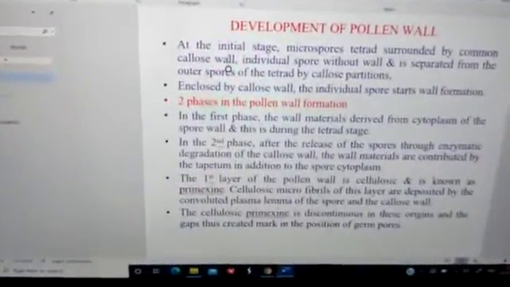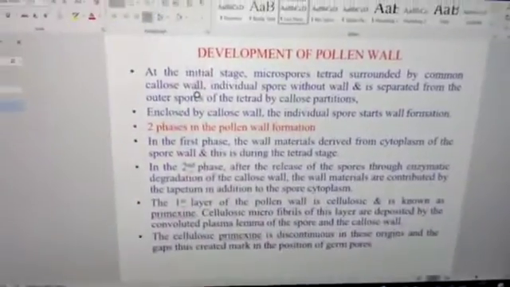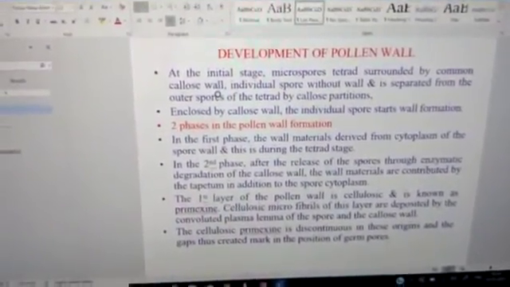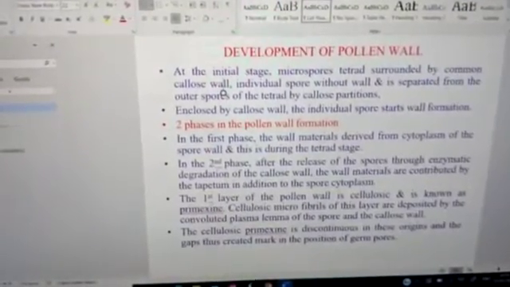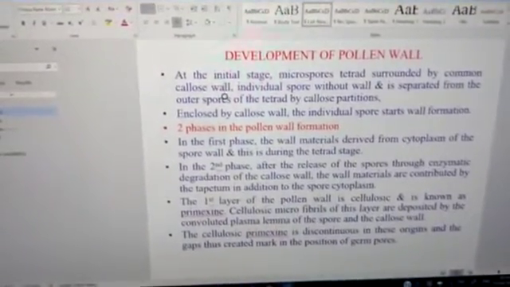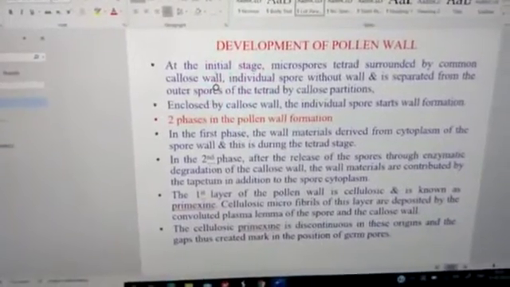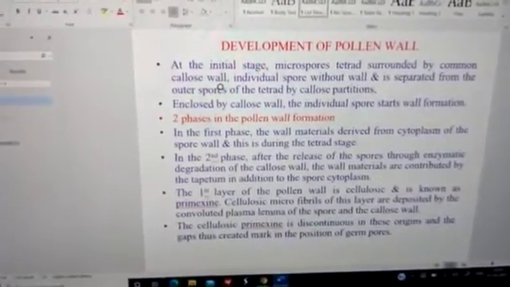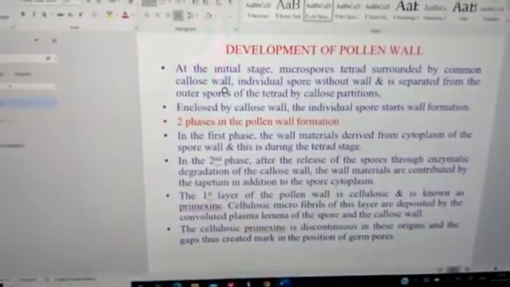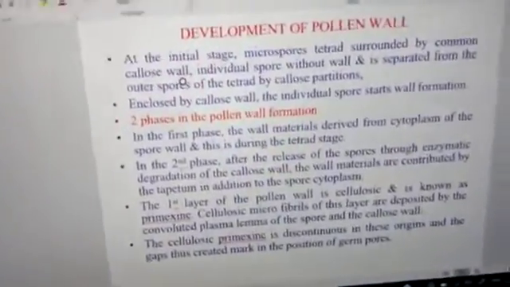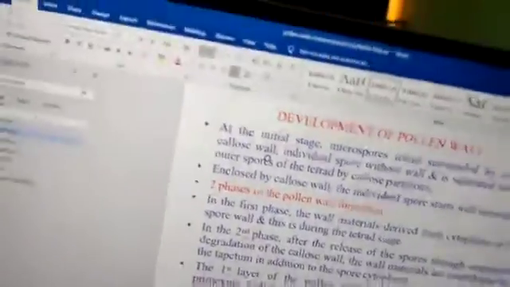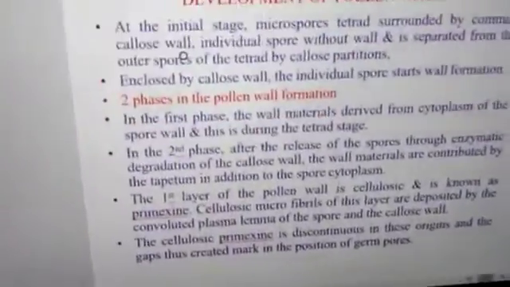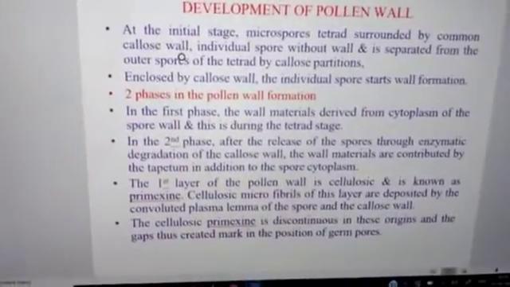Further, how these are developed. At the starting or initial stage, the pollen grain tetrads, the microspore tetrads, are surrounded by the common wall of callose, and individual spore wall is not formed yet, and these are separated from the other tetrads by means of callosic partitions. And afterwards the wall formation starts.